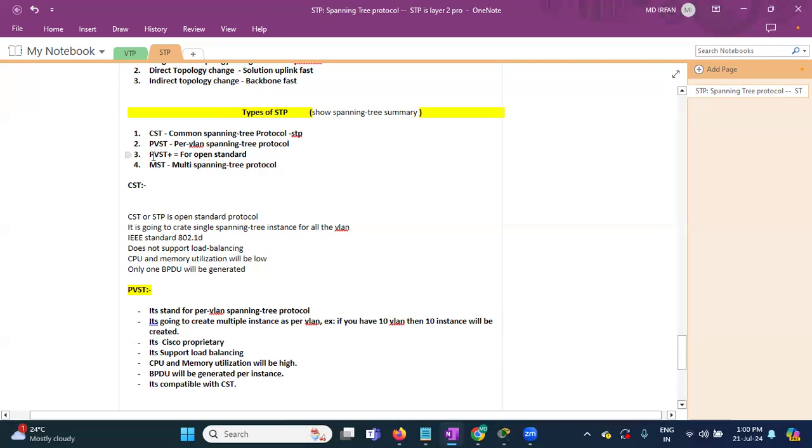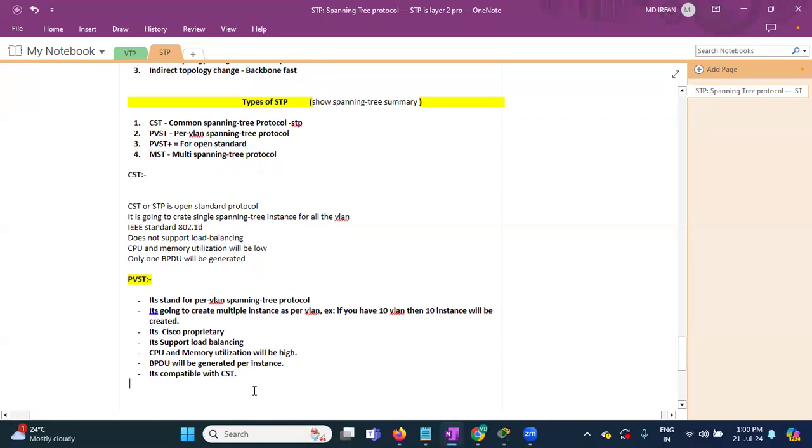And PVST you can know is by default running, with the same features. The only difference is that PVST plus is compatible with CST as well. PVST means pure Cisco proprietary. PVST plus means it supports open standard; it's compatible with the open standard. Only one difference. And same, it will create multiple instances, load balancing, and Cisco proprietary, but compatible with other protocols. So PVST plus is also compatible with CST, right? Yeah, that's right. Got it?